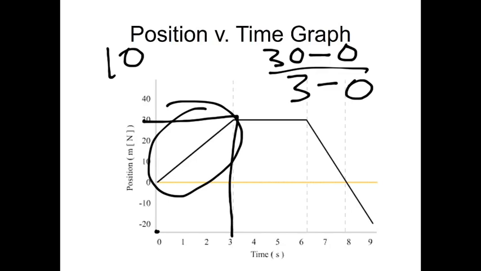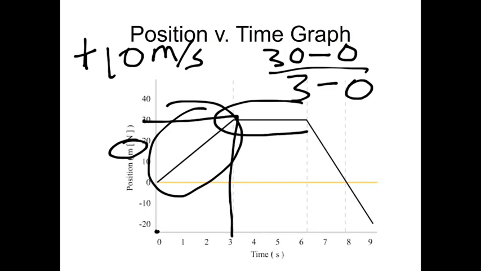Our y axis is labeled in meters, our x-axis in seconds. So we're dividing 30 meters by 3 seconds. This gives us a velocity of 10 meters per second, and it is positive, which means again either to the right or up.